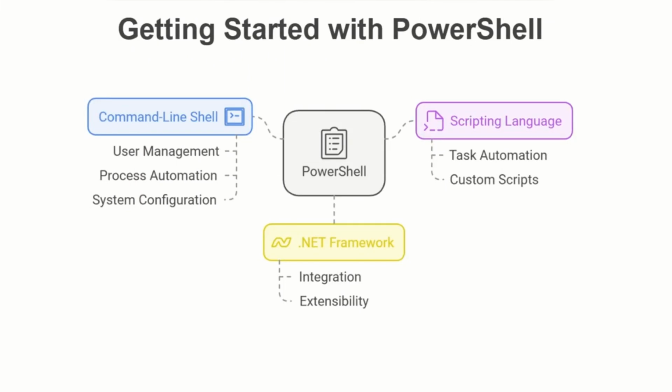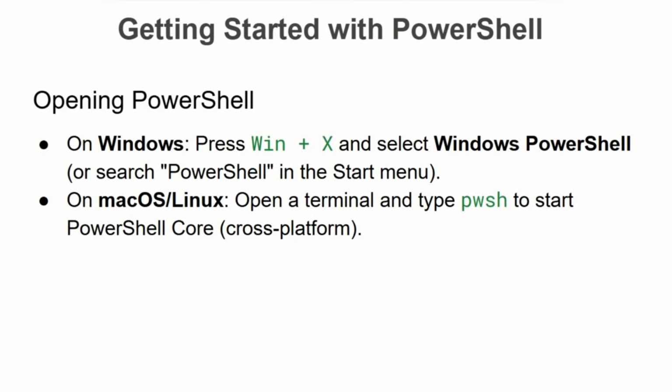So, PowerShell is a task automation framework that consists of a command line shell and scripting language built on the .NET framework. It allows system administrators to automate tasks such as user management, process automation, and system configurations. For opening PowerShell on Windows, we need to press Windows and X and select Windows PowerShell, or you can search PowerShell in the search menu. On Mac or Linux, open the terminal and type pwsh to start PowerShell Core, which is cross platform.